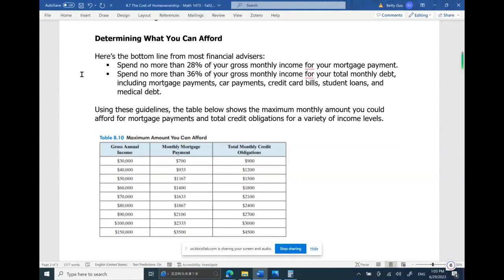The number we got from applying the formula is just the principal and interest. And second, spend no more than 36% of your gross monthly income for your total monthly debt. Your total monthly debt may include mortgage payment, car payment, credit card bills, student loans, and medical debt. So that is the guideline for you to follow when you consider planning your personal finance.